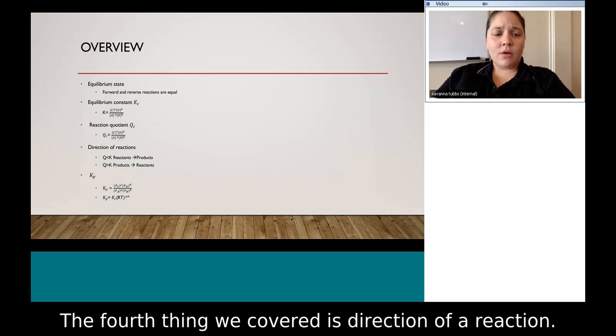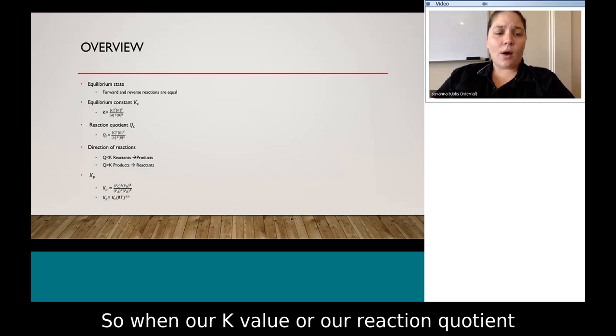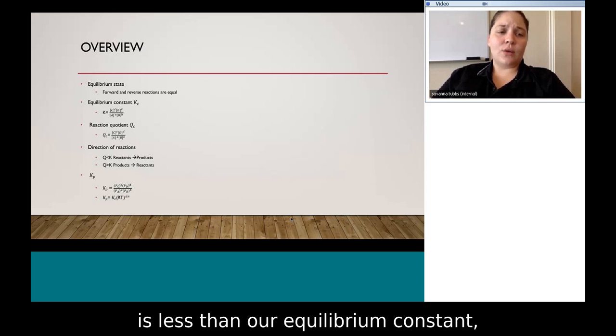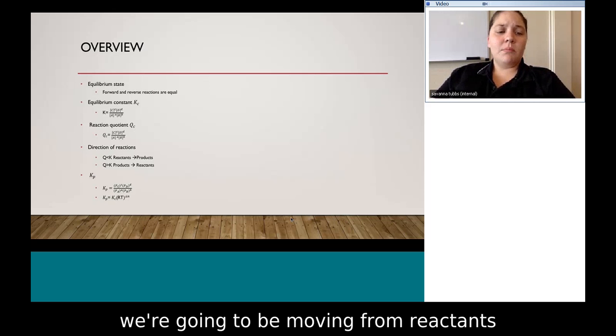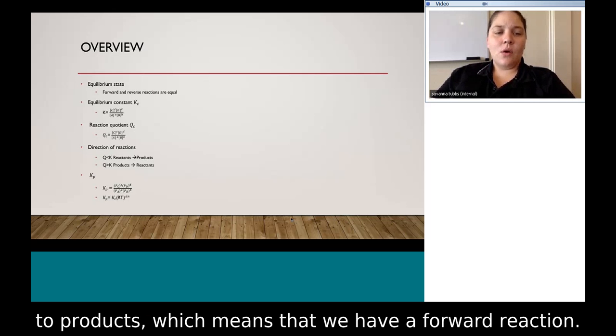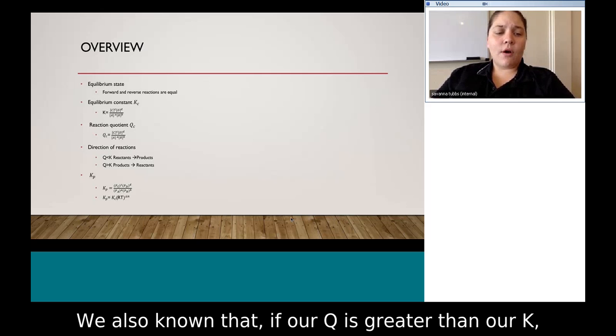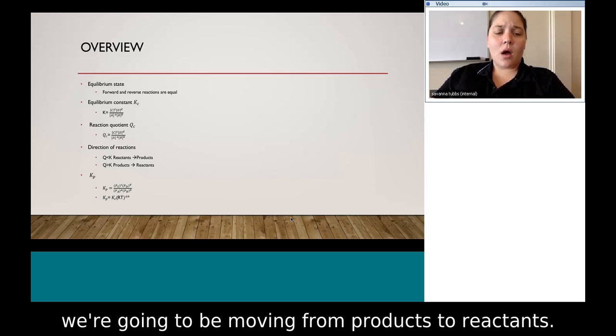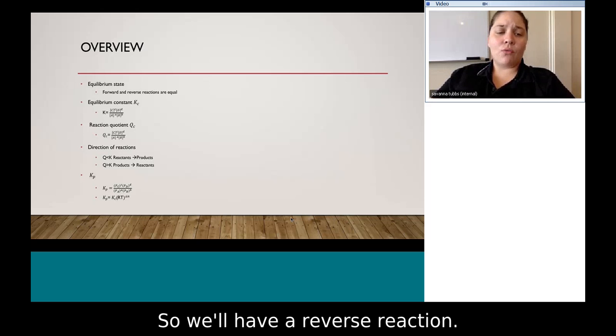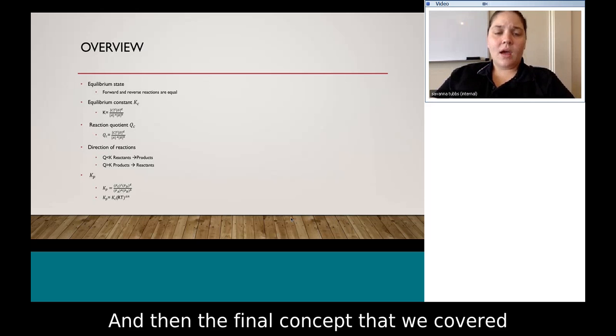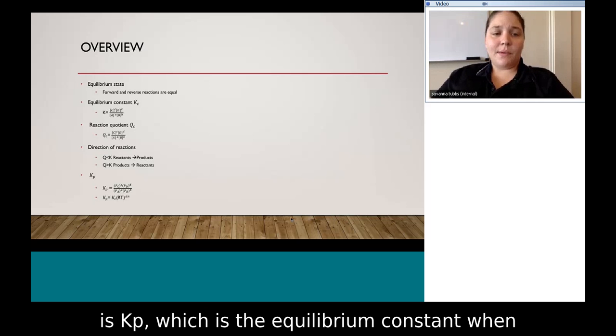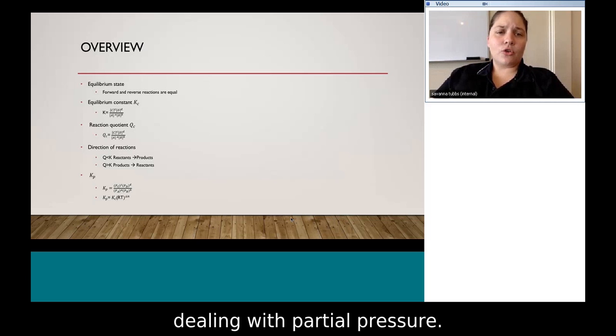So the concentration of our products divided by the concentration of our reactants. The fourth thing we covered is the direction of a reaction. So when our reaction quotient Q is less than our equilibrium constant K, we're going to be moving from reactants to products, which means that we have a forward reaction. We also know that if our Q is greater than our K, we're going to be moving from products to reactants, so we'll have a reverse reaction. And then the final concept that we covered is Kp, which is the equilibrium constant when dealing with partial pressure.